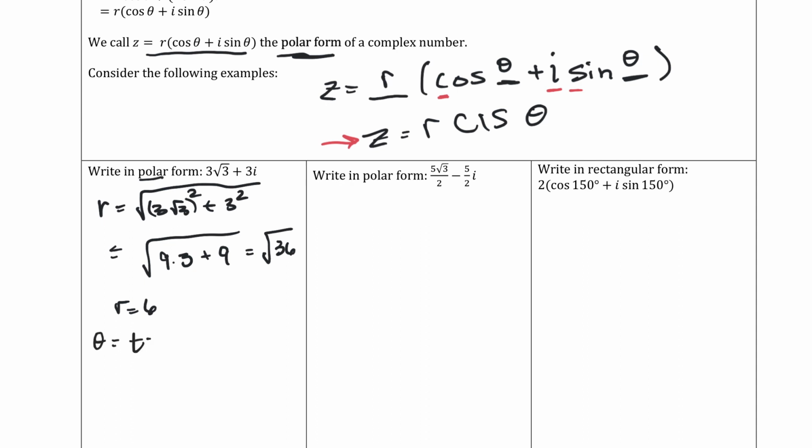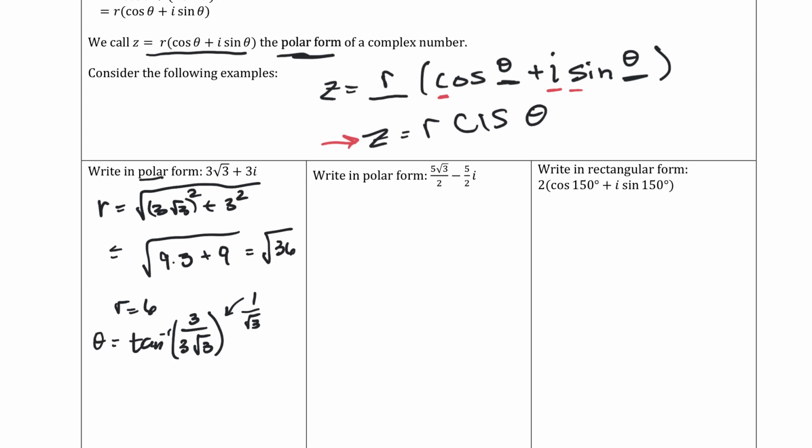Theta is going to be the tangent inverse. Now I've got positive values, so I don't worry about adding or subtracting. It's going to be 3 over 3 square roots of 3. That's really 1 over the square root of 3. This fraction reduces to 1 over root 3, which is really familiar. If you look at your unit circle, you're going to find this. I can still use my calculator; that's going to be quite simple.